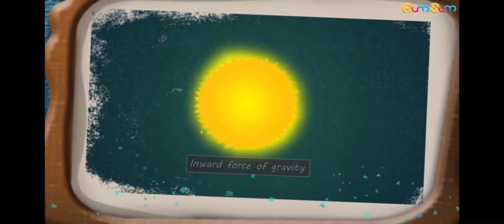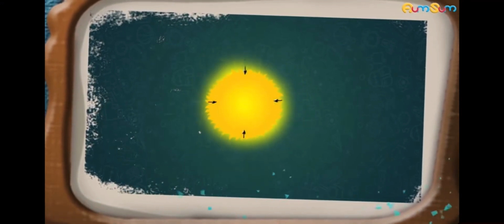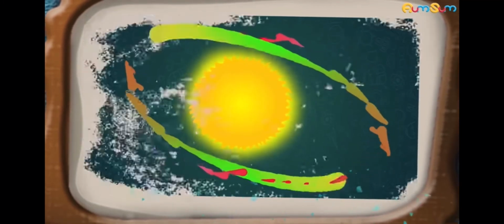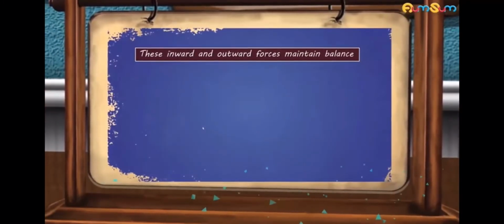When this happens, the inward force of gravity is exactly balanced by the outward force created by heat and radiation. These inward and outward forces maintain balance and thus, a star is born.